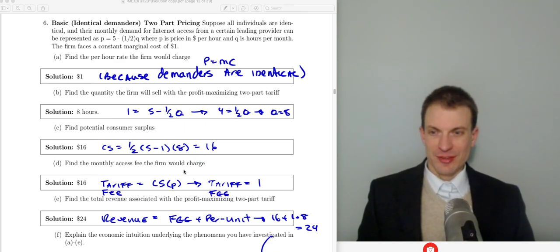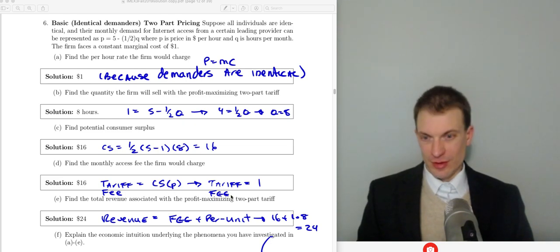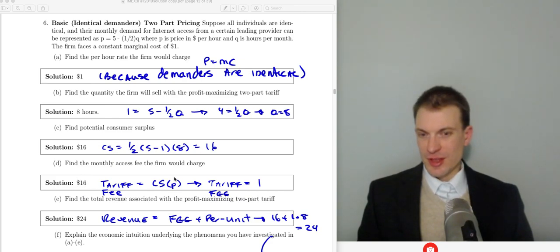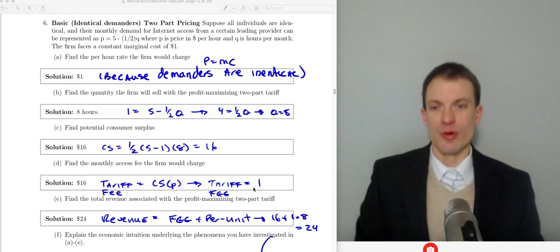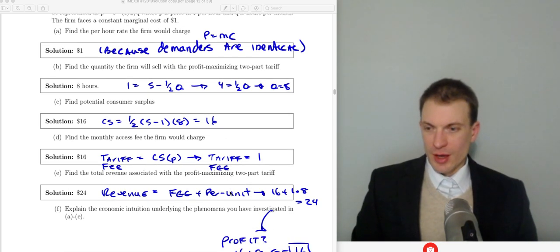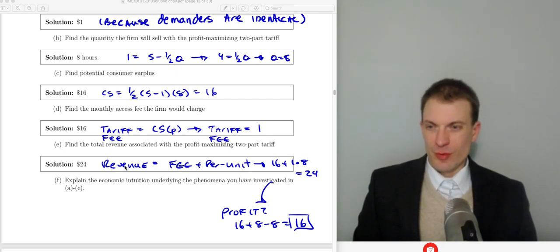Find the monthly access fee. Well, the tariff fee should equal consumer surplus at that optimal price. So the per unit price is 1, and the optimal monthly access fee is 16. I know I wrote that out, so this definitely got deleted. Whatever. Okay, so then we want to find the revenue.